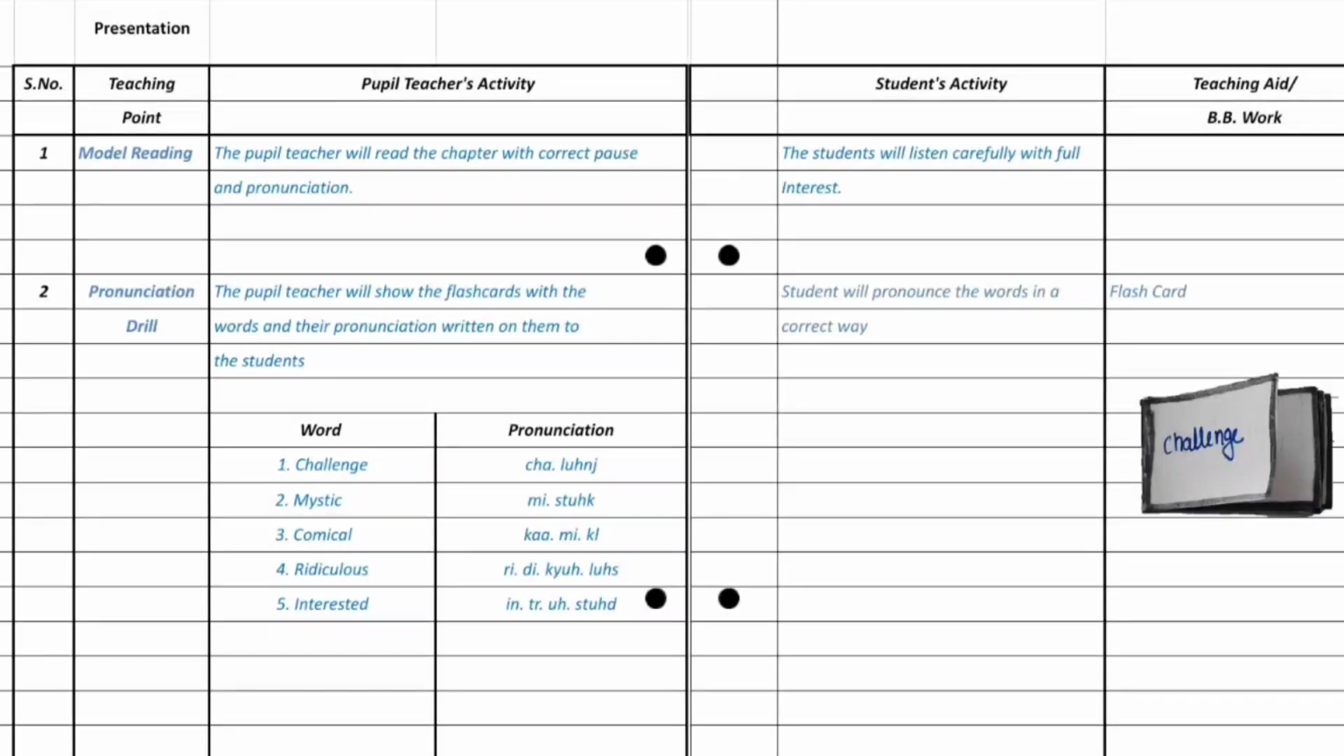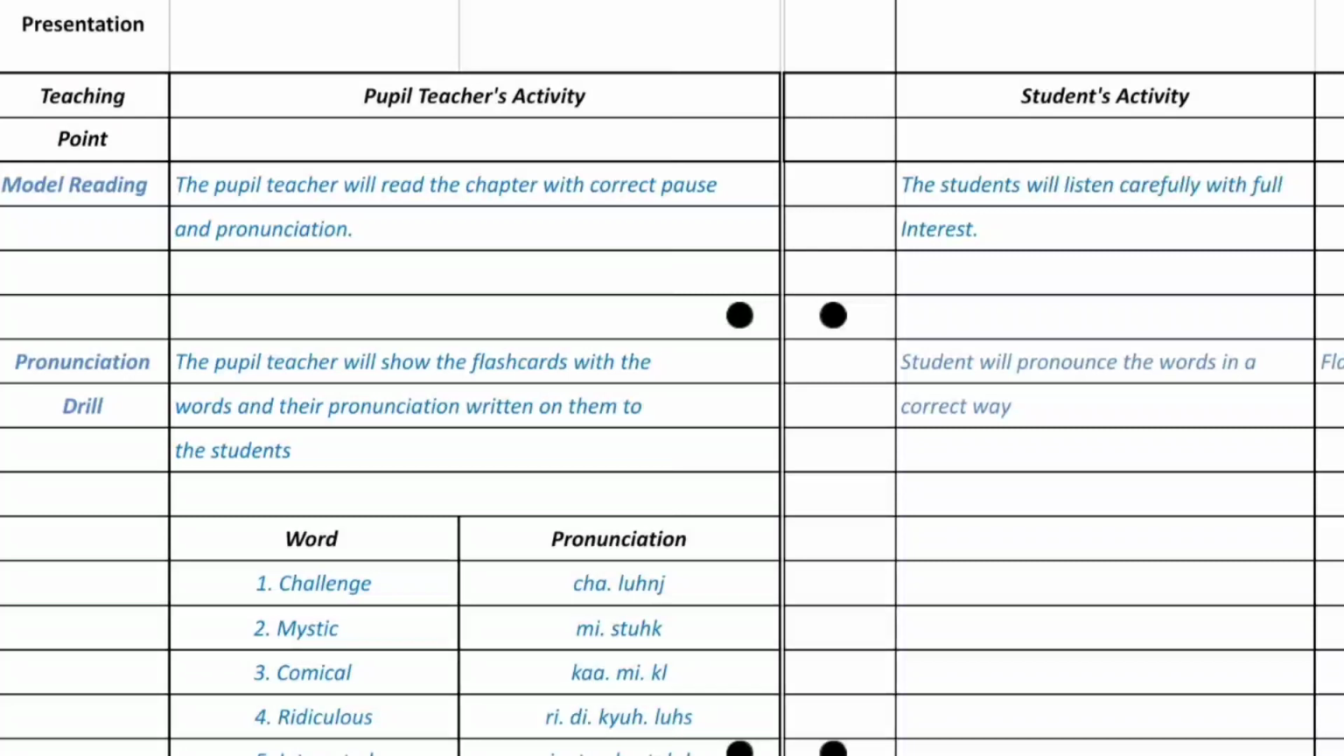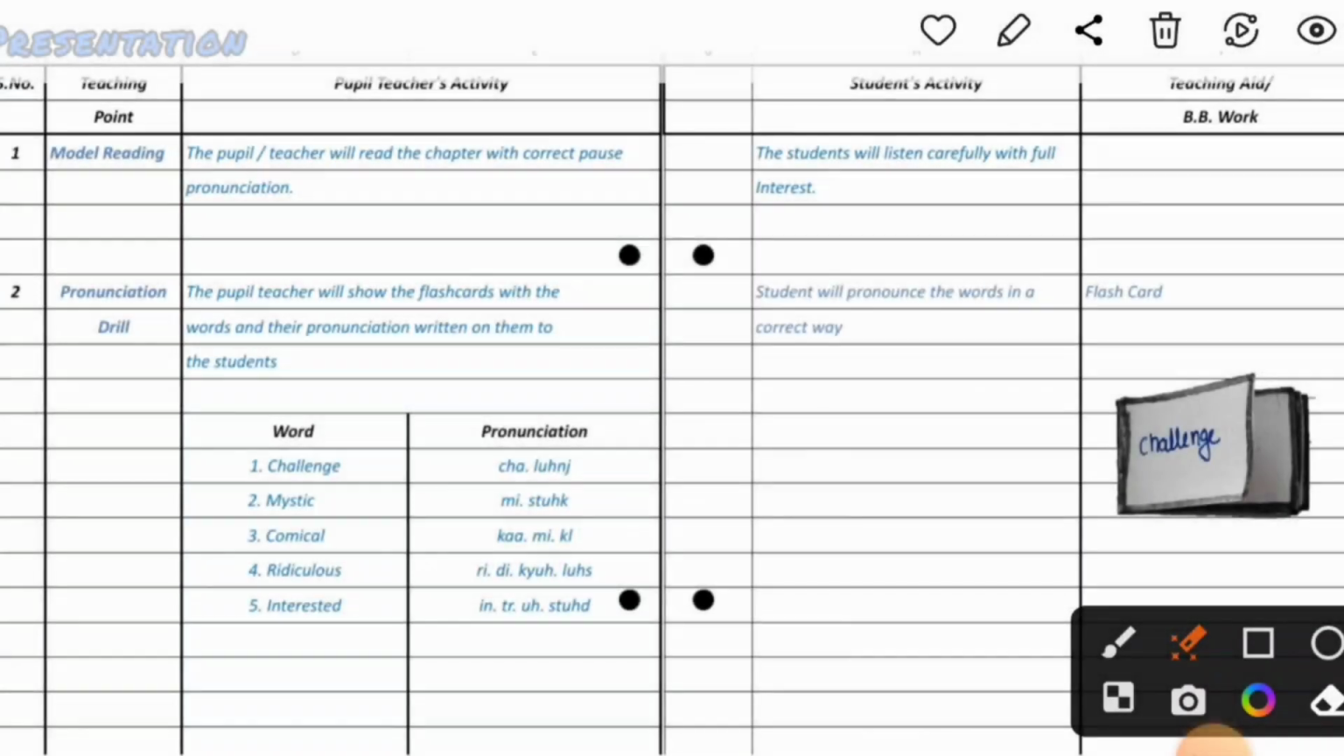Now in the presentation part, the first teaching point will be model reading. Here in the pupil activity column you will write the pupil teacher will read the chapter with correct pause and pronunciation, and in the students activity column you will write the students will listen carefully with full interest. Then the second teaching point is pronunciation drill.